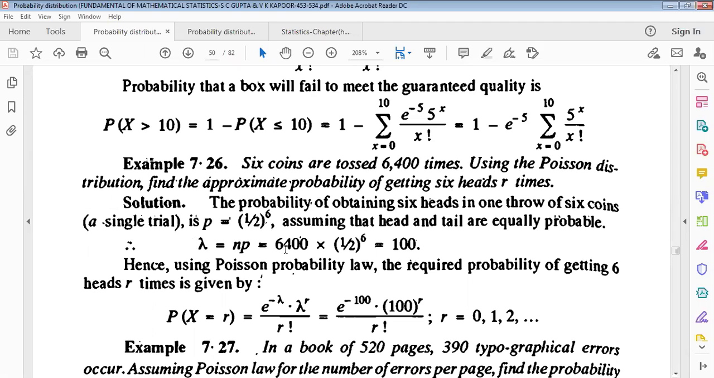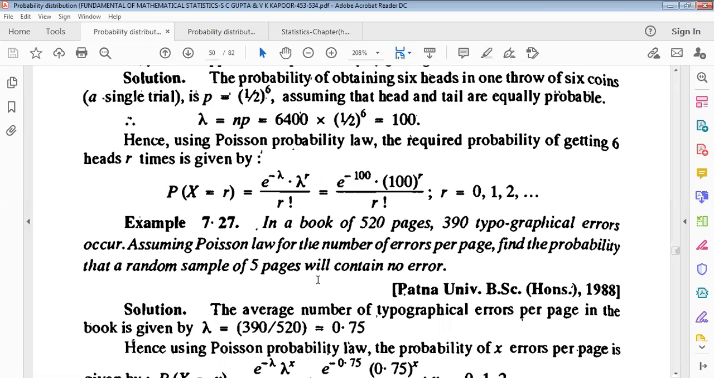But what will the mean be? Np. N means 6,400. P means, since 6 coins are tossed, the probability of head equals half and the probability of tail is also half. This is why the total probability will be 1 by 2 to the power 6, because there are 6 coins. Understand? Half multiplied by half, multiplied by half, 6 times, because 6 coins. So the total probability will be half to the power 6. So the mean will be np, which is 100 only. Just putting in the mean lambda, we get the result. R will go from 0 up to infinity.